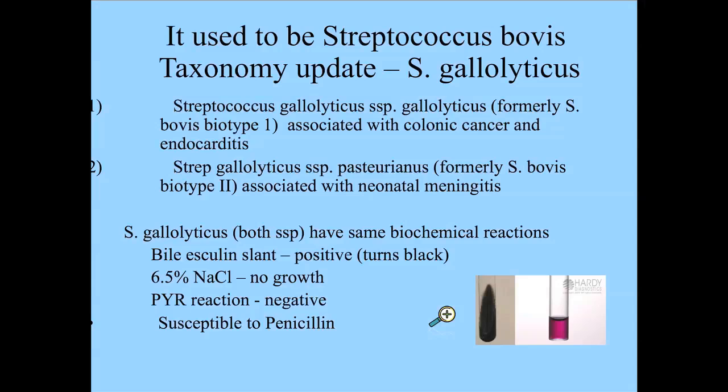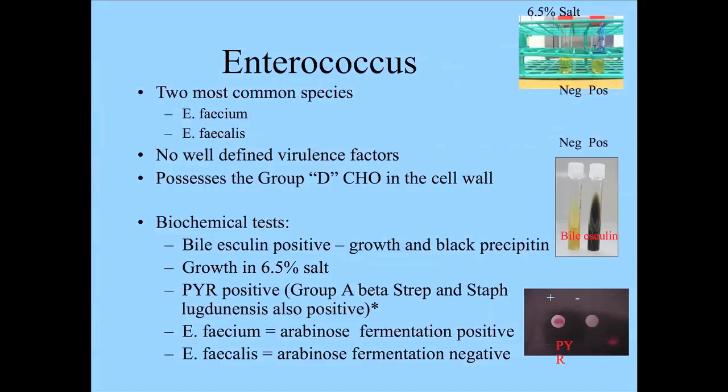These reactions are important when we talk about the next organism, Enterococcus, because sometimes these organisms can appear the same on agar plates, and biochemicals are the way that we differentiate them. Strep gallolyticus is susceptible to penicillin, and that has not changed even though we're seeing so much more drug resistance. On the next slide, we will talk about the Enterococcus.